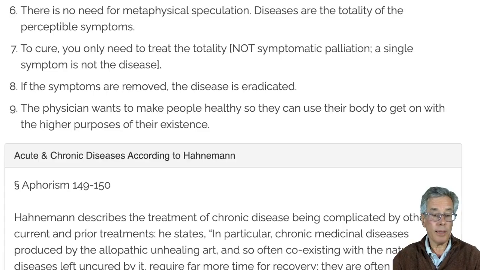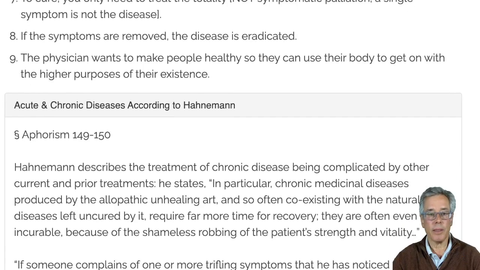Another idea here is that diseases are the totality of the perceptible symptoms. So the body tells you in many ways what is wrong with it. So to cure, you only need to treat the totality, not symptomatic palliation. That means not just relieving individual symptoms or the sufferings. A single symptom is not the disease. So we don't just have heart disease. We don't just have high blood pressure. We don't just have a migraine or painful periods, etc.